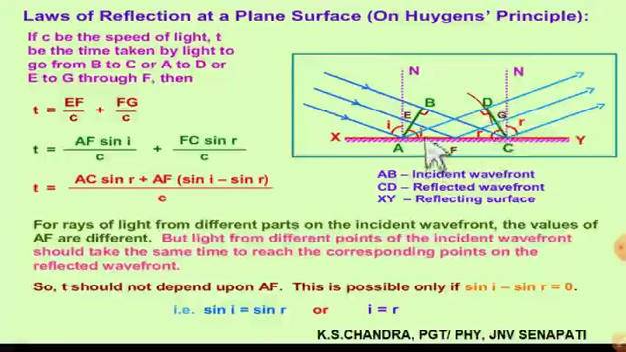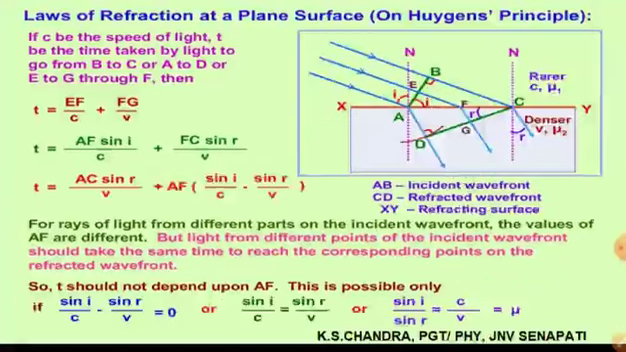Got it? To do that, let's take any arbitrary point on this incident wavefront, let's take it as a point E. During that time when B reaches C and A reaches D, from any point on the incident wavefront, it should also reach the point G here. Then we will confirm that this CD is the reflected plane wavefront. Now to do that, let's take it like this, EF. We know that time is equal to distance divided by speed.